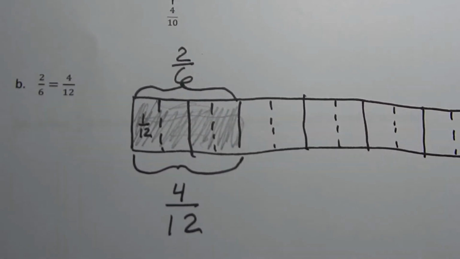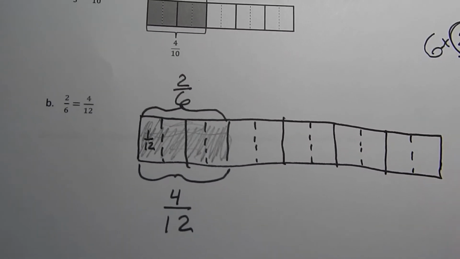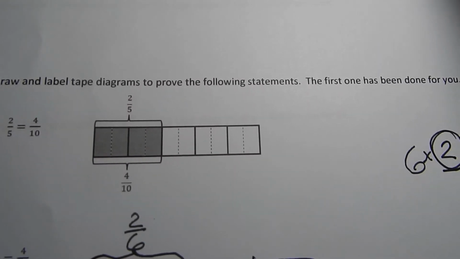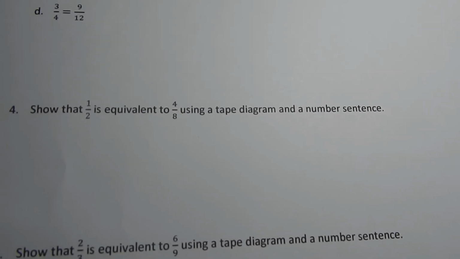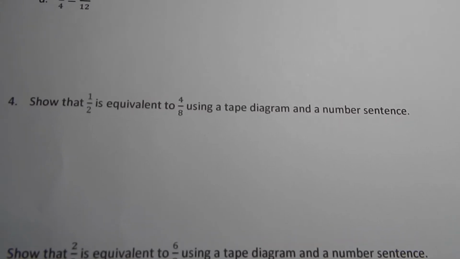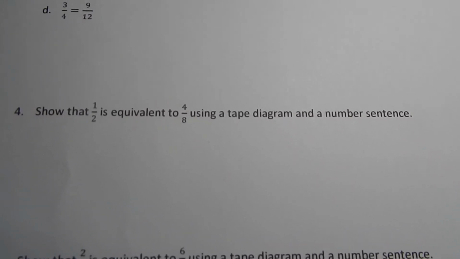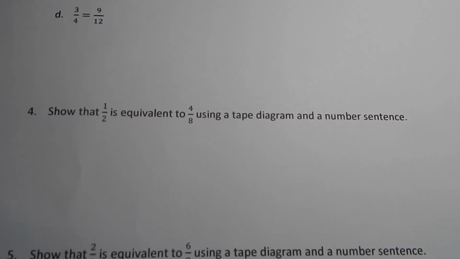All right, so let's go, and I think now you probably can do the next problem on your own. There's 2 more of these, and you can also take a look at this one if you need some more help. So let's go ahead and take a look at the last problem that I'm going to show you today, and I'm going to show you number 4. And for number 4, it is telling us that we want to show that 1/2 is equivalent to 4/8 using a tape diagram and a number sentence.